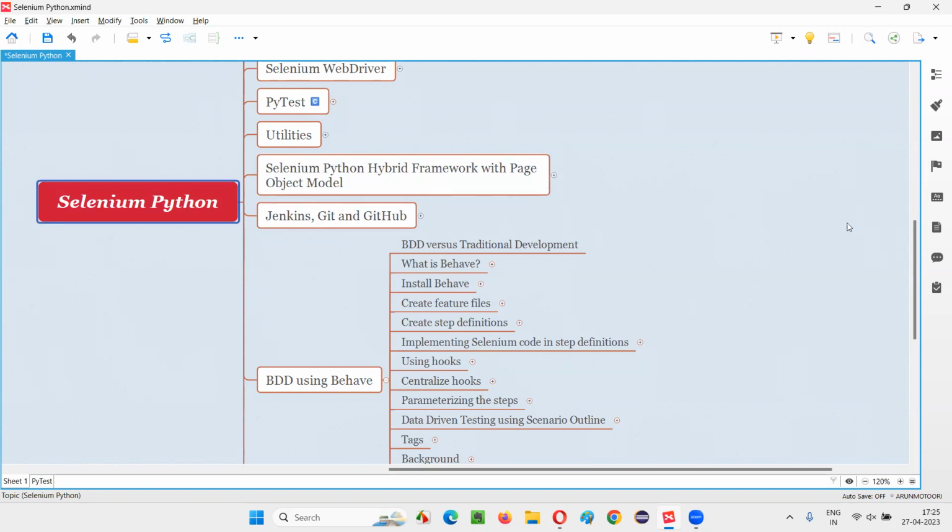In this session, as part of BDD using Behave, I am going to explain the difference between BDD, that is behavior driven development, versus traditional development. To go forward with the upcoming topics in this BDD using Behave series, we first have to understand why BDD, and how it is different from traditional development. That is what I am going to cover in this session.